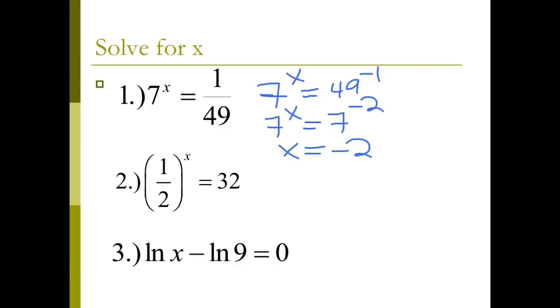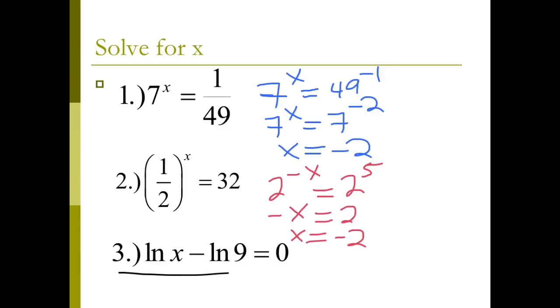Alright, for a second example, we have a fraction again, so I'm going to rewrite 1/2 as 2 to the negative x, and that's going to equal 32, which we discussed earlier is the same as 2 to the 5th. Since my bases are the same, negative x has to equal 2, which means x is equal to negative 2.